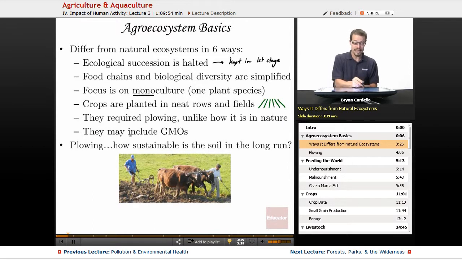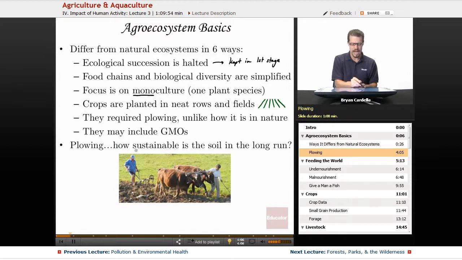And they may include GMOs or GMCs, genetically modified organisms or genetically modified crops. More on these in the near future. There is some controversy with GMOs. I think we need more science, we need more studies on the potential harmful effects, but some scientists are convinced there are no significant harmful issues in terms of what they may do to a human body in the long run. But genetically modified organisms, that's human manipulation. So that's a huge difference from a natural ecosystem.